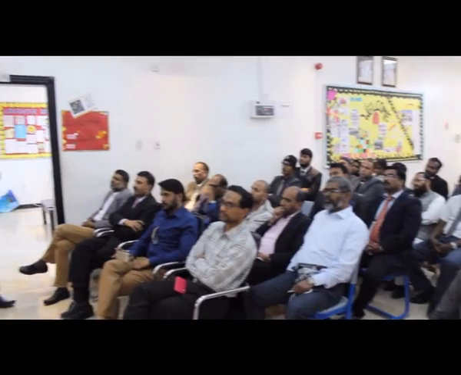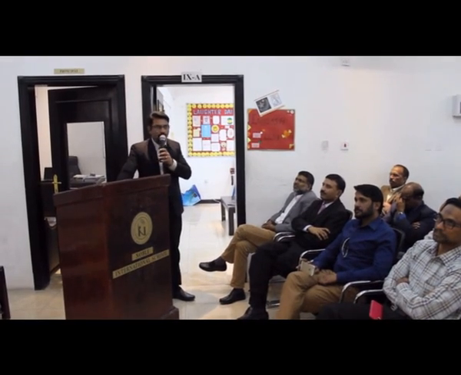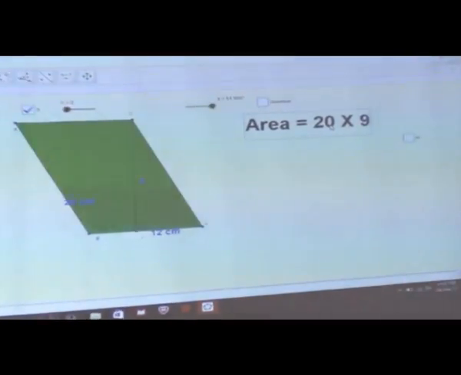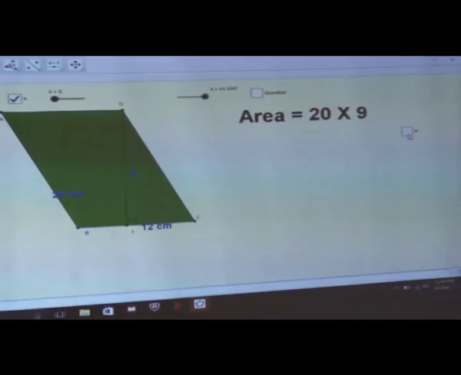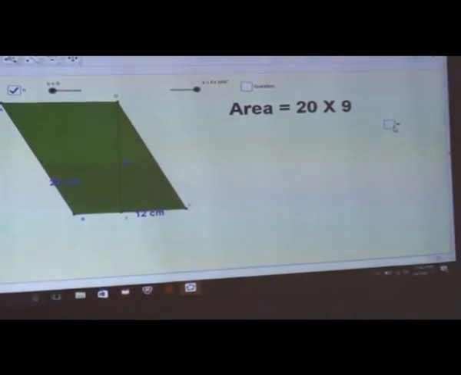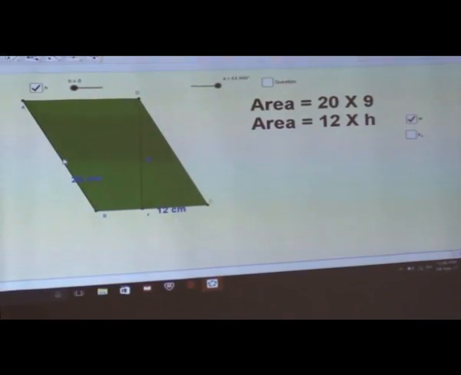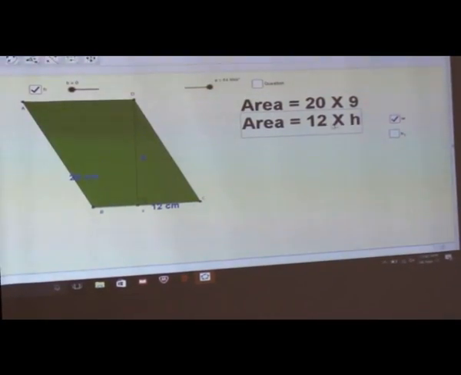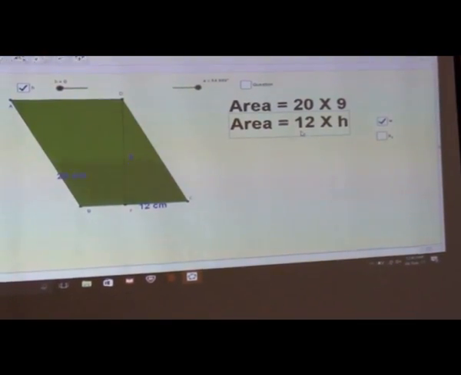So I made this option to invert it like this. This is the base. This 12 is the base now, and we have to find out this height. At first, when it was like this, 9 is the height, and we have to find out the height when we consider 12 as a base. As I said, area is base into height, therefore it is 20 into 9. Then, when we place this like this, area is obtained by multiplying base into height. That is h, that is not known. 12 into height will be the area.